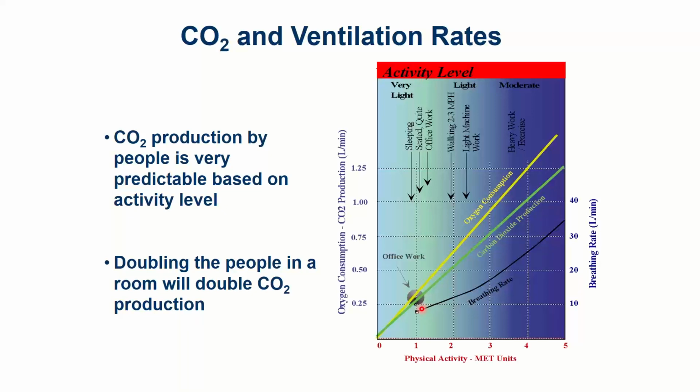If I take the amount of people in a space and I double the amount of people, it's going to double the CO2 production. If I quadruple the amount of people, it quadruples the CO2 production. That's why we can use it to track our ventilation rate.